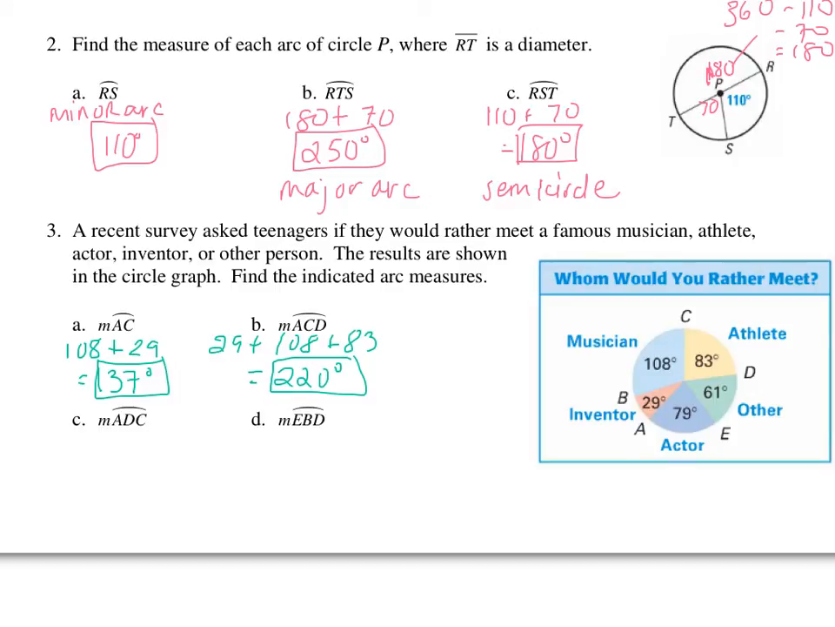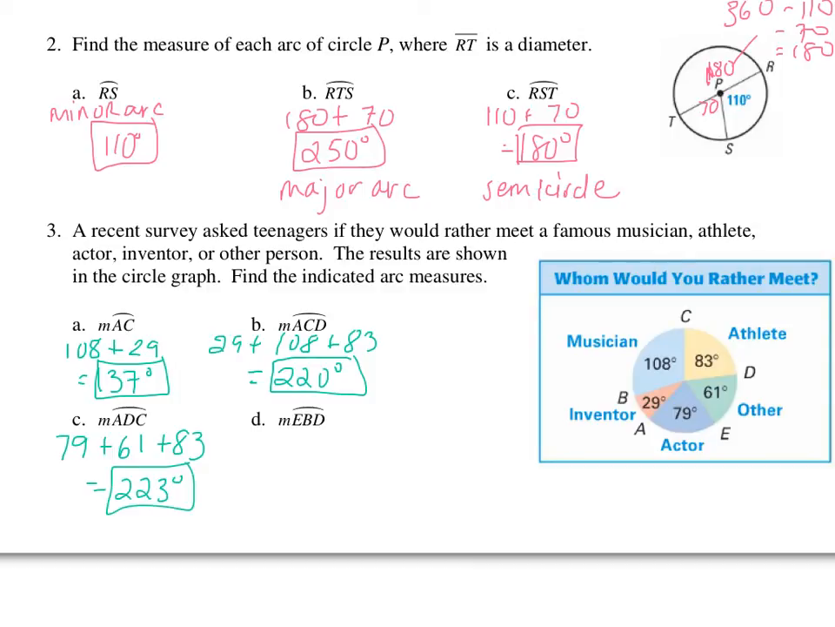For letter C, we have from A to D to C. Okay, so we have to go this way around. So A to D to C. So we have the blue, green, and yellow we have to add together. So that would be, let's see, 79 plus 61 plus 83. And we get 223 degrees.